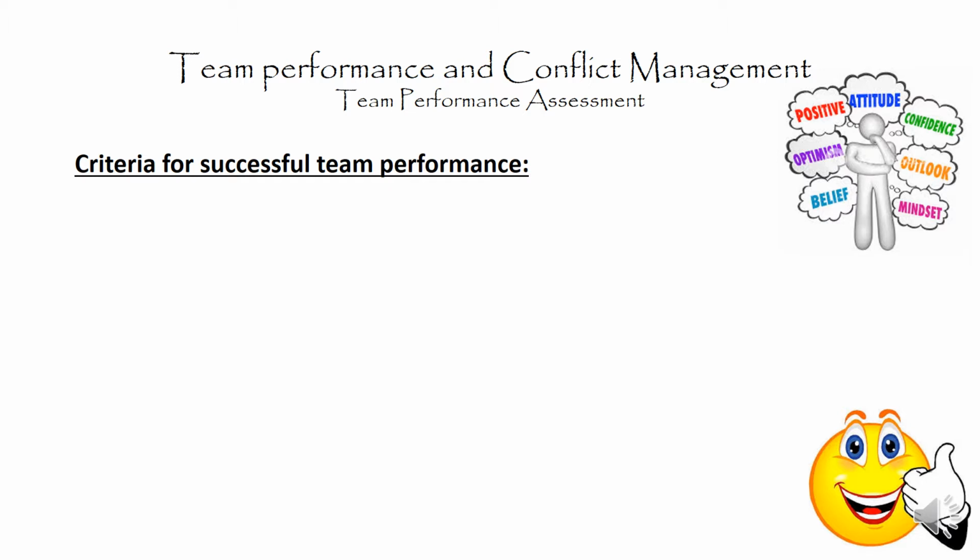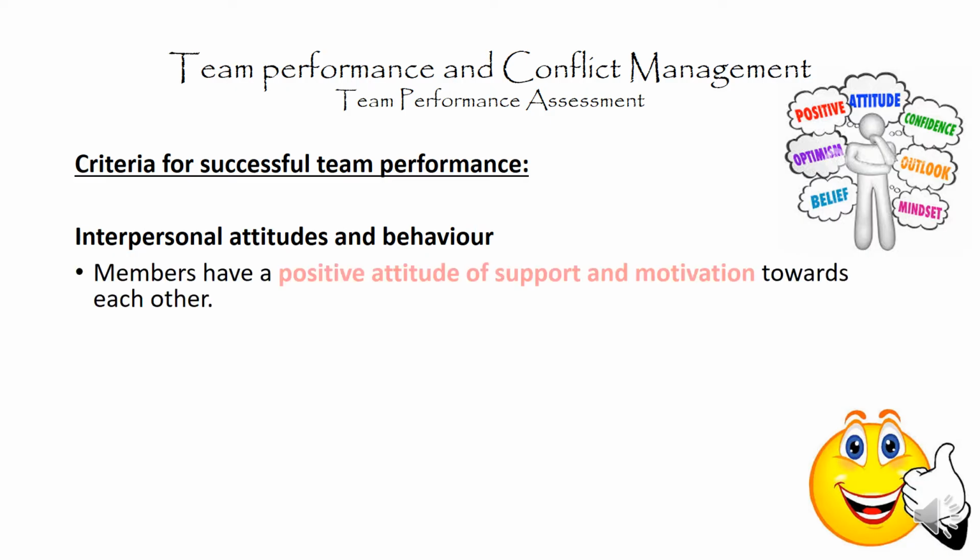The criteria for successful team performance, first of all, is interpersonal attitudes and behavior. Okay, so we are going to look now at what criteria there are. How do we measure whether teams can be successful or not? What kind of behavior do we expect of people when they form part of these teams in order to make those teams more successful?